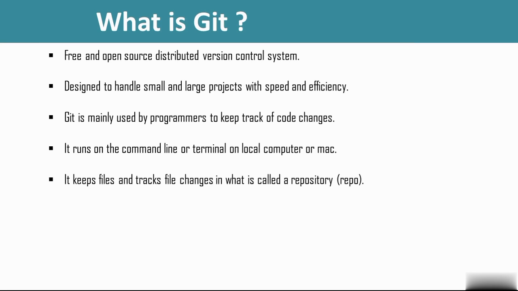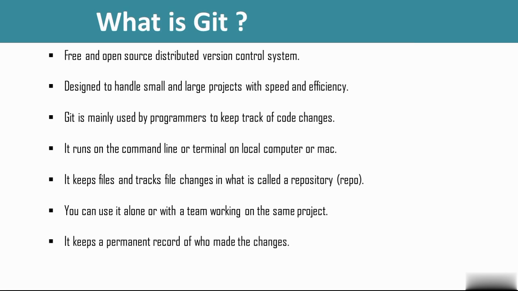Git can be used alone, or you can use it in collaboration with a team. If you have a team of people working on the same project, you can use Git independently while working on the project, and then you can merge all your file changes later. Git also lets you keep a permanent record of who made changes. So whatever changes are made to a file or group of files are kept. The record is recorded permanently by the Git control system.